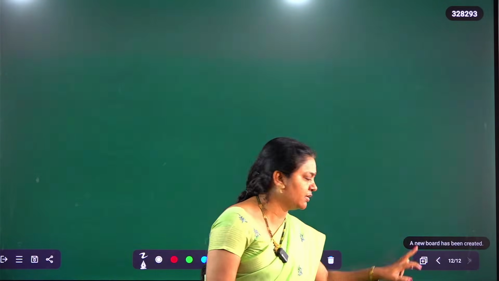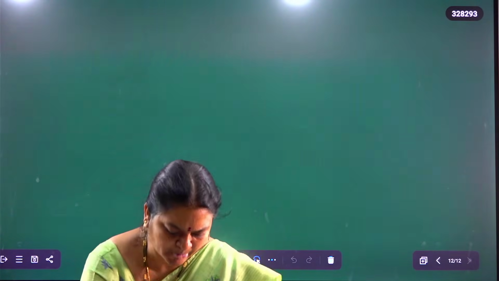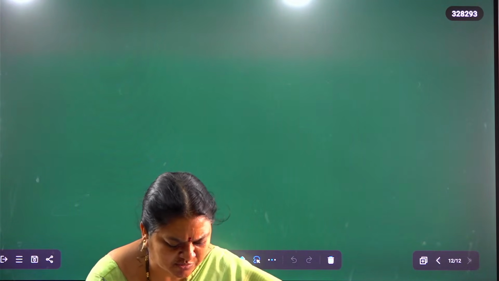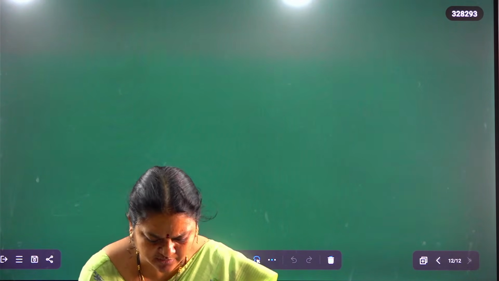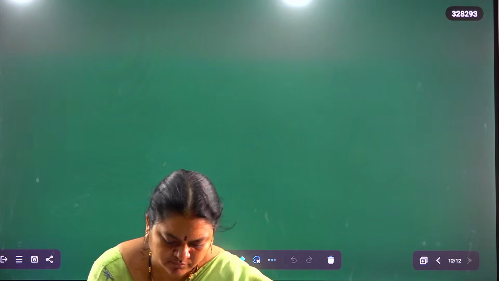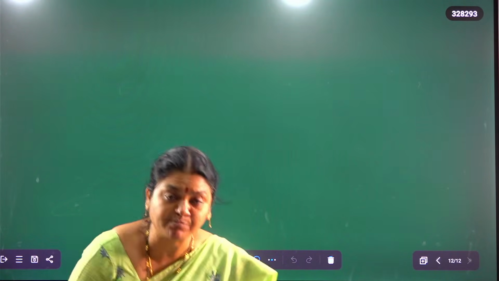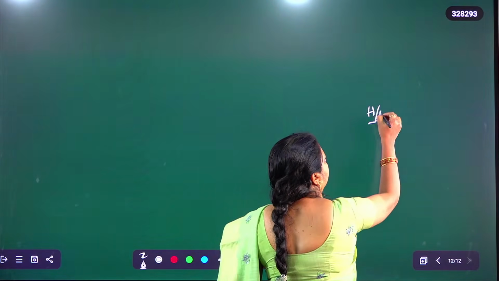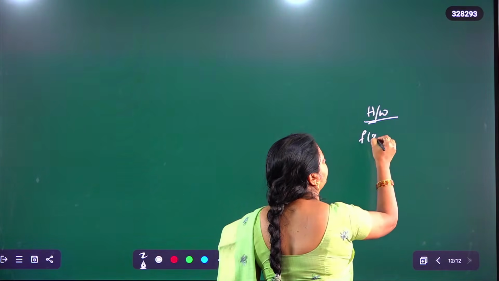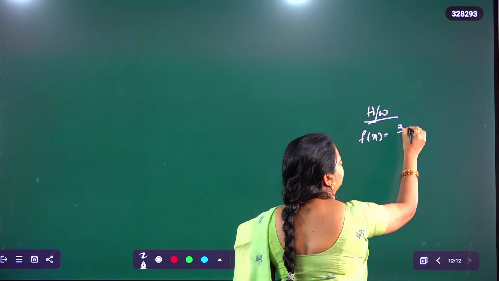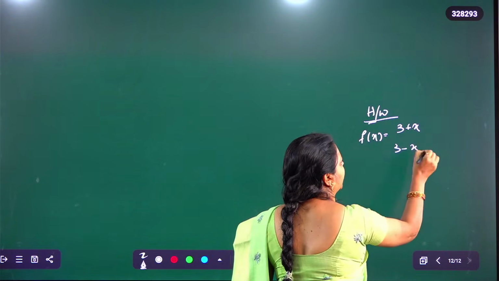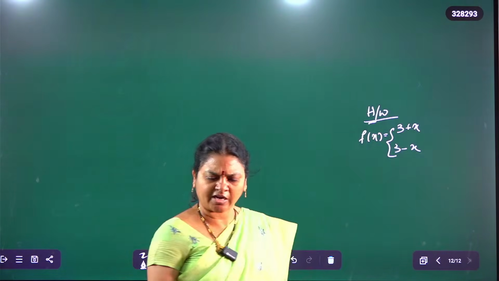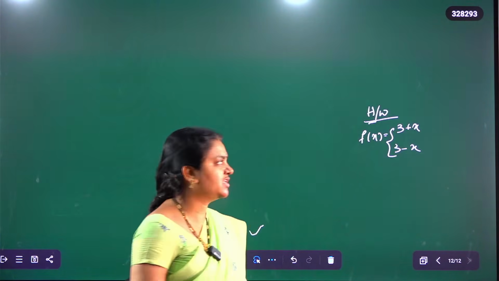Now we'll go to one more. You can do some problems on this also. This may come in your examination. Let's check this: f of x is equal to 3 plus x and 3 minus x. Here it contains two values, at the point 0 only.